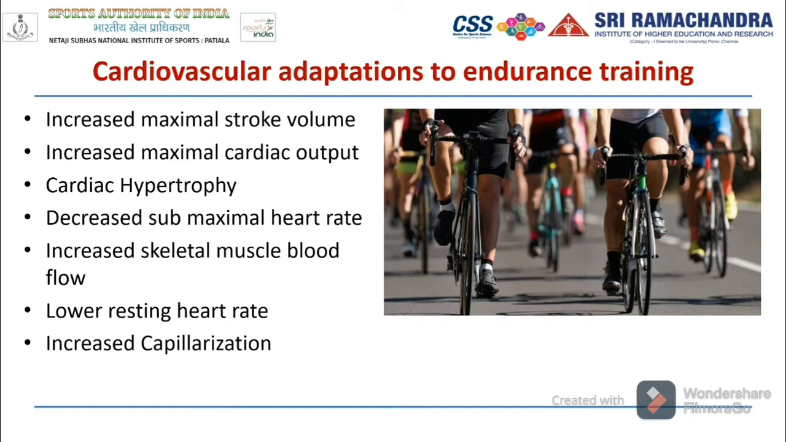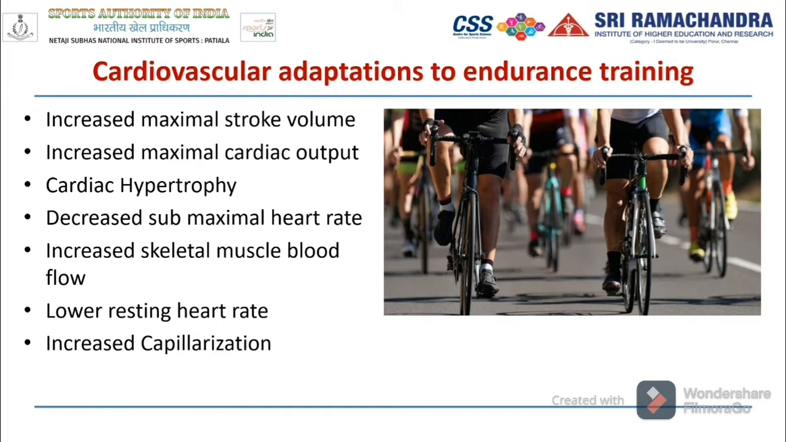Also, because of the increased pumping action of the heart, it undergoes hypertrophy, and this is what we call cardiac hypertrophy. In endurance athletes on long term training, we can see cardiac hypertrophy in their hearts. Also, there is a decrease in the submaximal heart rate that indicates that the person has become more fit. So his cardiovascular fitness has increased because for a set amount of exercise, his heart rate increases to a lesser extent compared to the untrained individual.